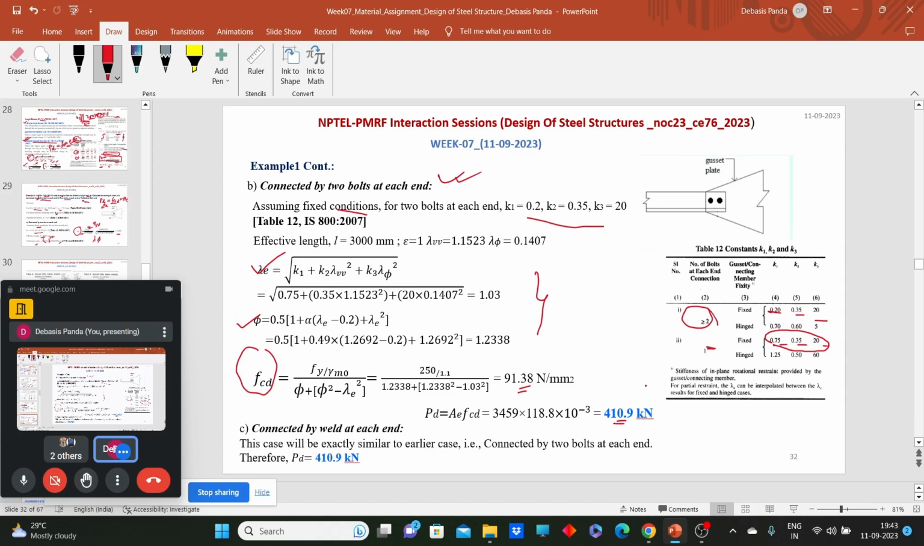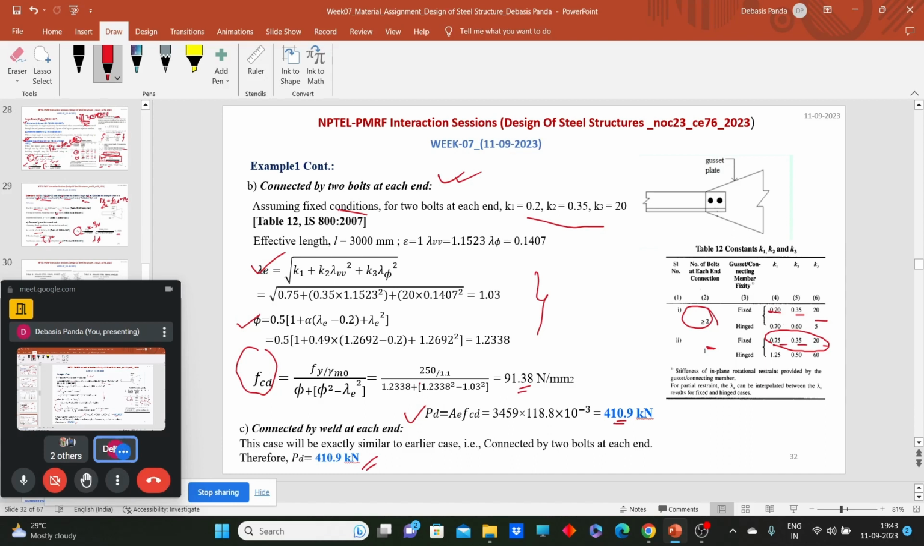What we are seeing is that if we increase the number of bolts, the load carrying capacity of the members will increase. And for the welded connection, again, for 2 and more than 2 bolts, the effect for the welding will be the same. So for welding also, that member can carry a design compressive load of 410.9 kilonewton. So in this way, we can calculate the design compressive strength of a single strut.